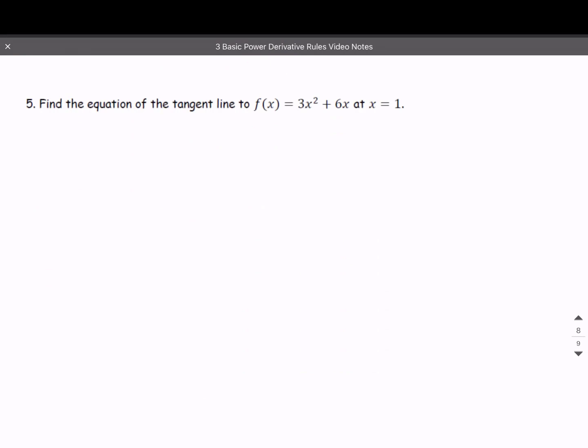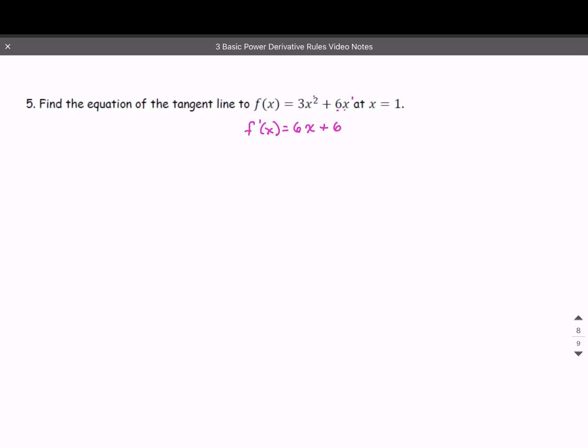Next up, we want to find the equation of the tangent line. Now that you know the shortcuts, you don't have to do the definition of derivative. So the first thing you're going to do is find the derivative of f of x. Now f of x is 3x squared plus 6x. That means 2 times 3 is 6. Keep the x. 2 minus 1 is 1, so that's our new exponent, plus the derivative of 6x. The old exponent was 1. 1 times 6 is 6. The new exponent on the x is 0, so we don't need to write it.